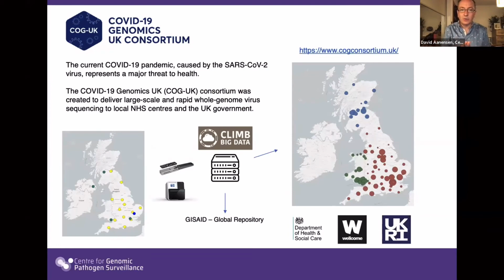This was a project called COG UK. And the idea was to have decentralized sequencing sites across the country that would sequence as many of the positive samples as possible, all of that data centralized and analyzed, and then the trees and the interpretation to be sent out to each of the sites so that additional analysis can be undertaken.